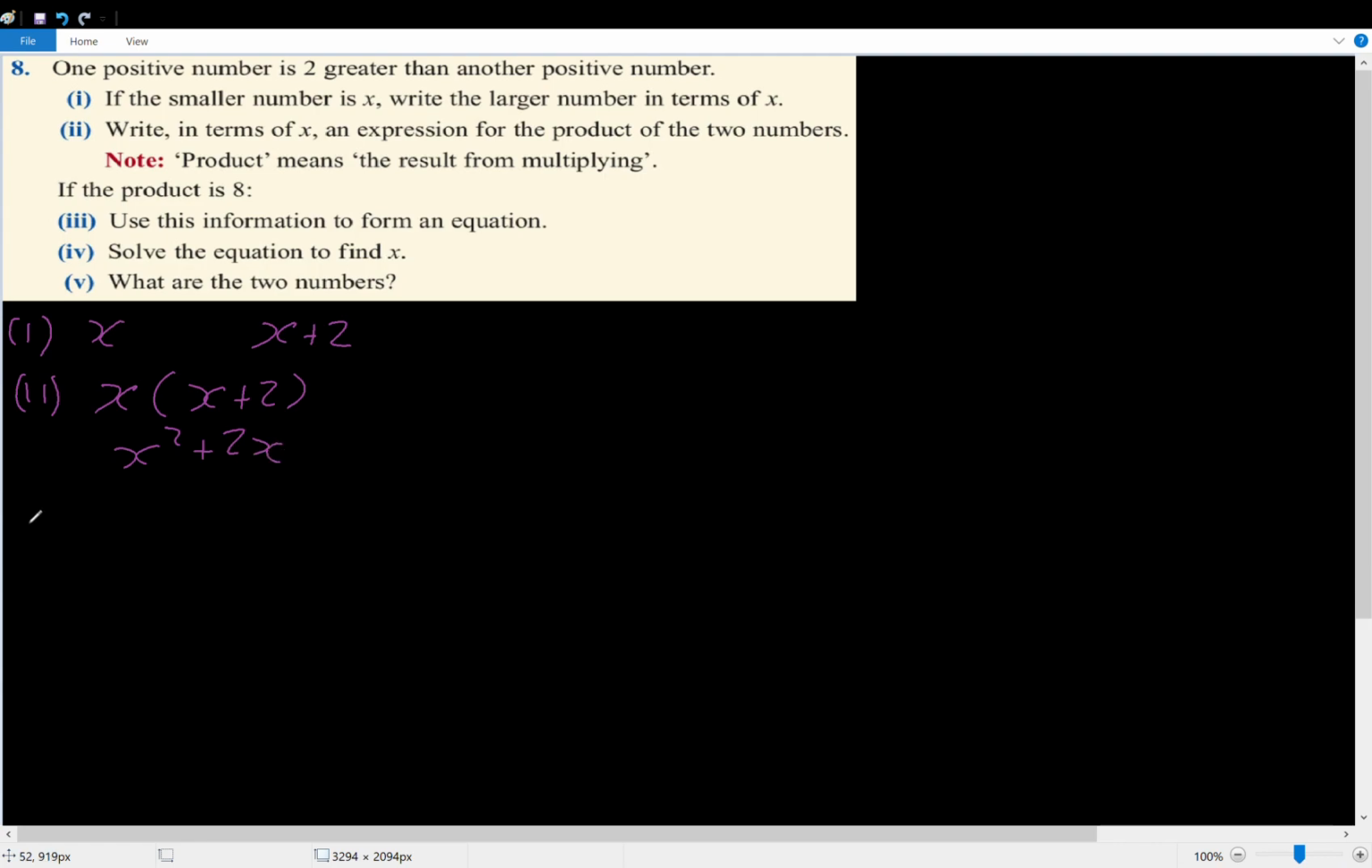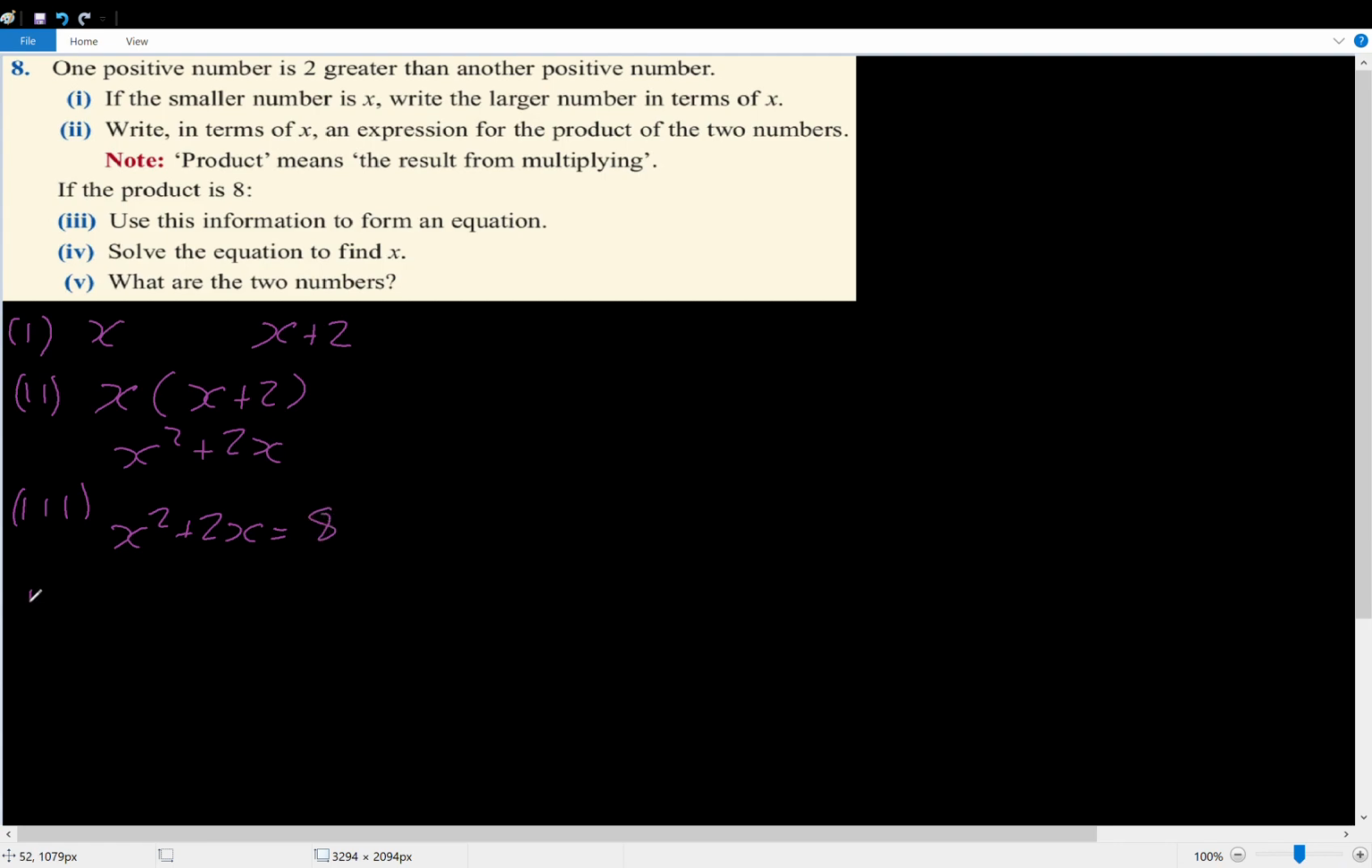Then it tells us that the product is 8. We've got to use this information to form an equation. We've already got an expression for the product, which is x squared plus 2x. And they're telling us that the product is actually equal to 8. So that's our equation there.